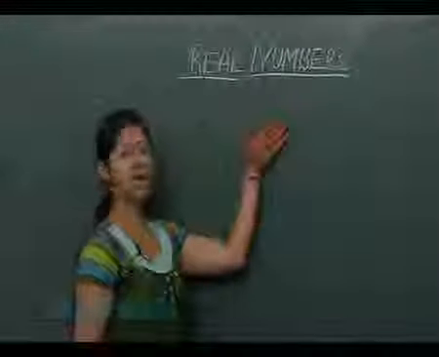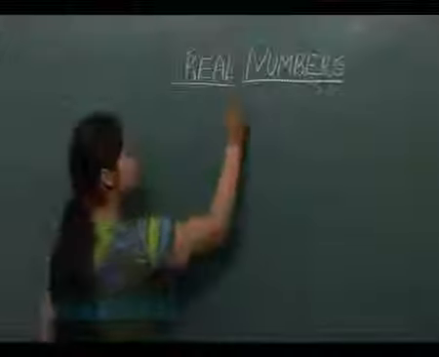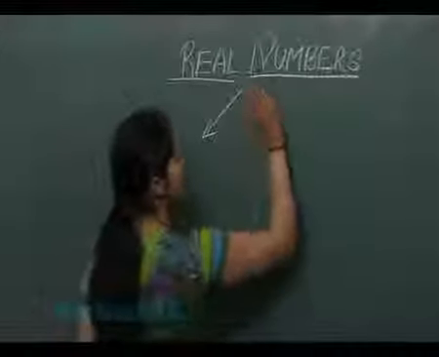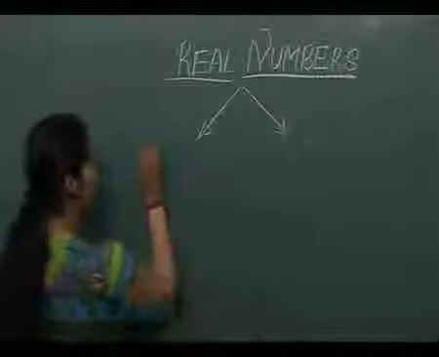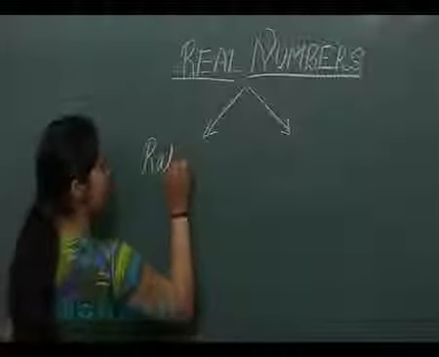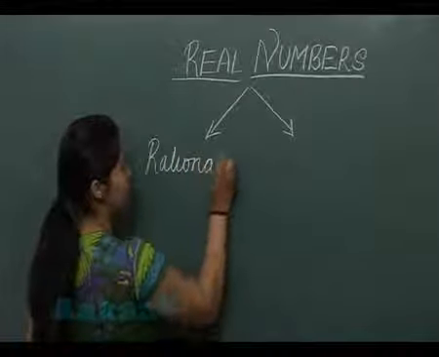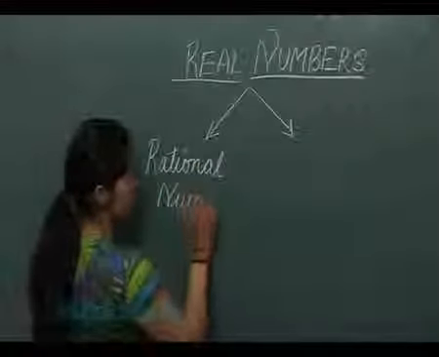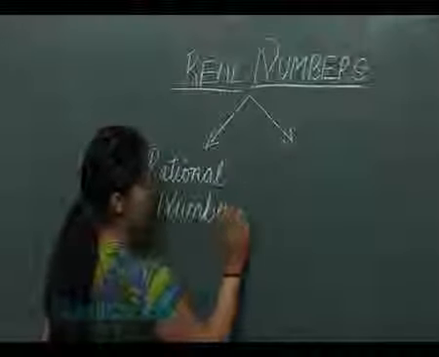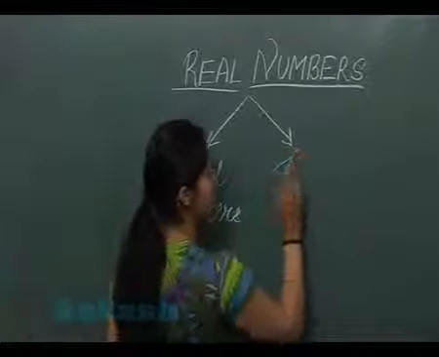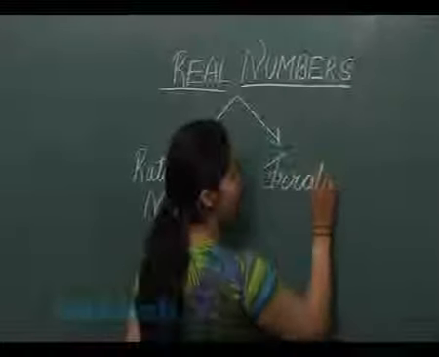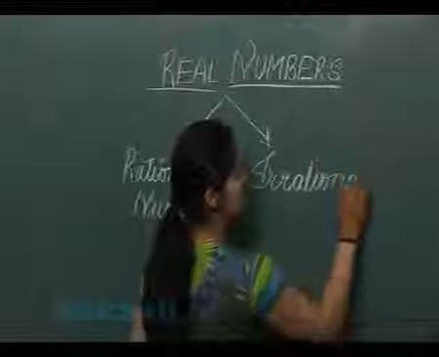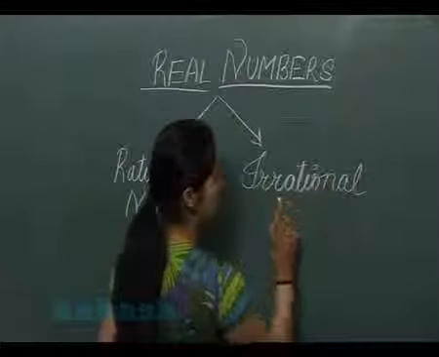The real numbers have been divided into two parts. One is called rational numbers and second, irrational numbers.